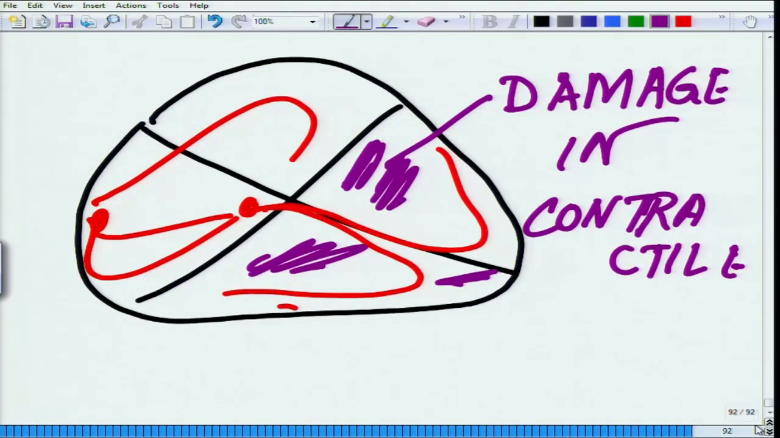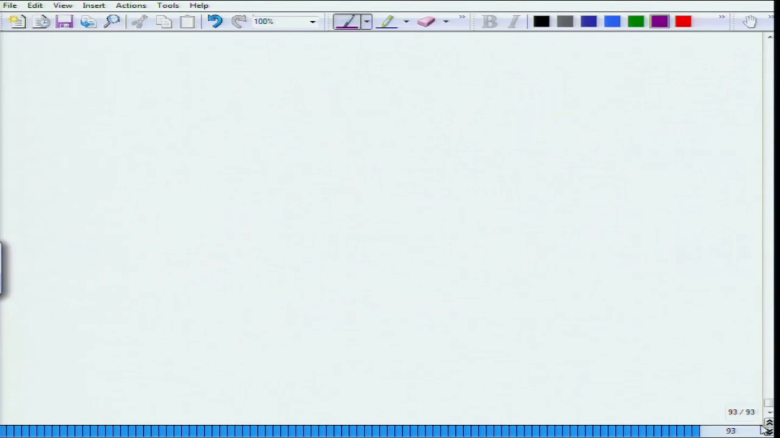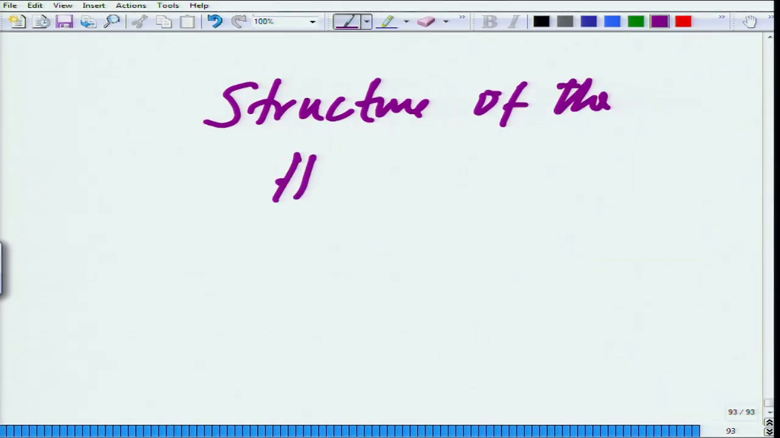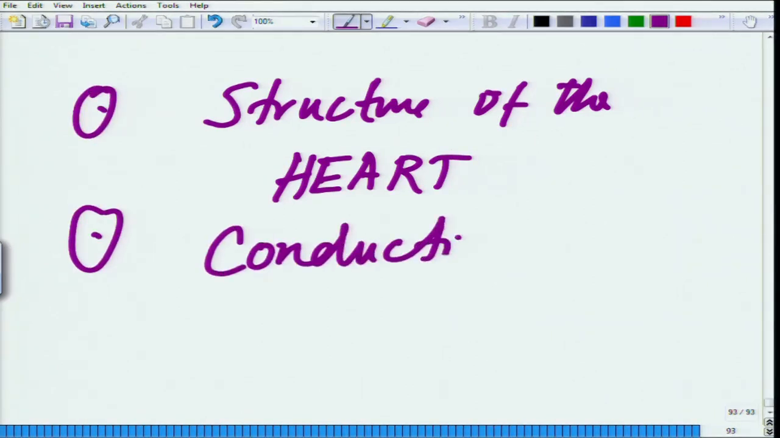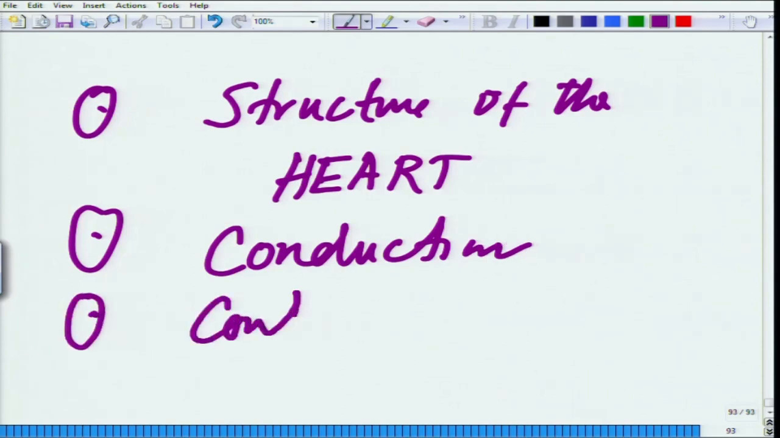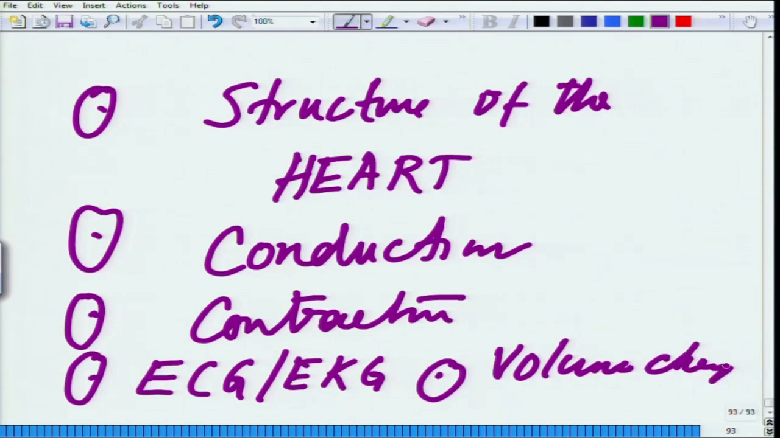So if I had to summarize what we have discussed in this whole section, we talked about the structure of the heart, the conduction system, the contraction system, ECG or EKG, volume change, and cardiac output and a few other things here and there, and finally we talked about what a heart attack is.